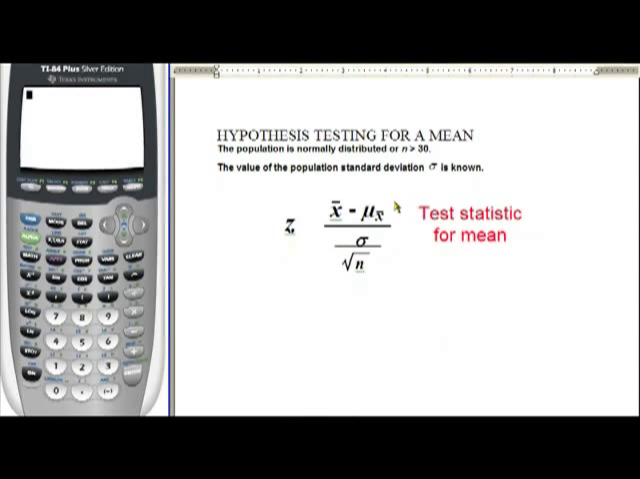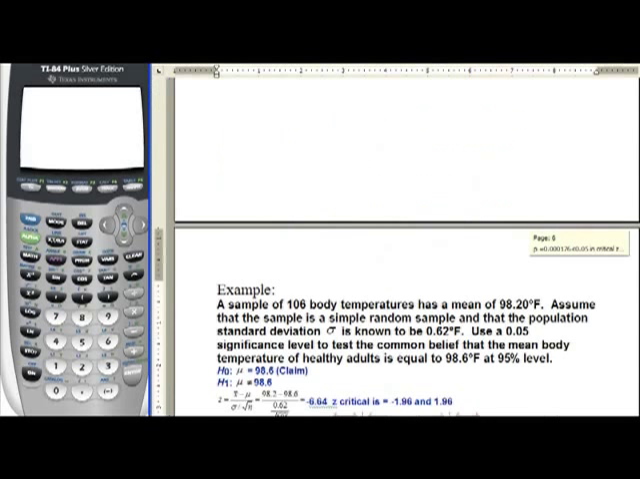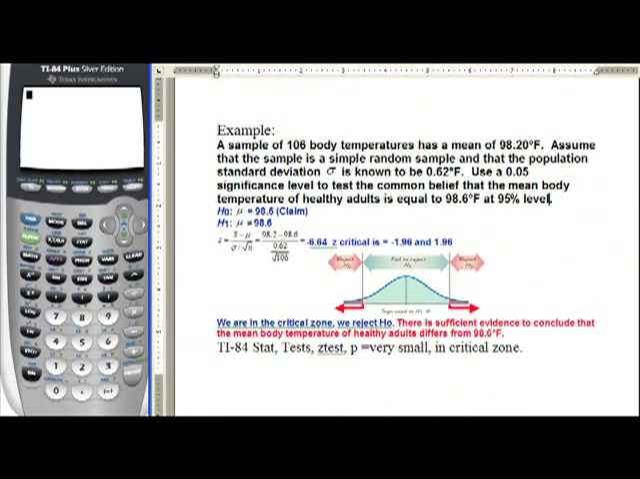Let's assume I'm doing hypothesis testing for a mean and my population is normally distributed and my sample size is greater than 30. This is the test statistic I need to use. Now let's go to an example. A sample of 106 body temperatures has a mean of 98.2 Fahrenheit. Assume that the sample is a simple random sample. And the population standard deviation is known.